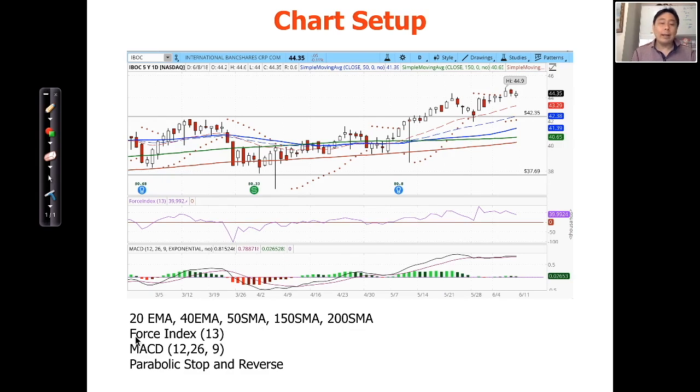I use three indicators: the force index with a default setting of 13, the moving average convergence divergence (MACD) with 12, 26, and 9 setting. It's a default setting. And the parabolic stop and reverse. Basically, these three indicators are momentum indicators. They help me to identify if there's bullish or bearish momentum in the stock. So let's take a quick look at how I set up the charts right now.